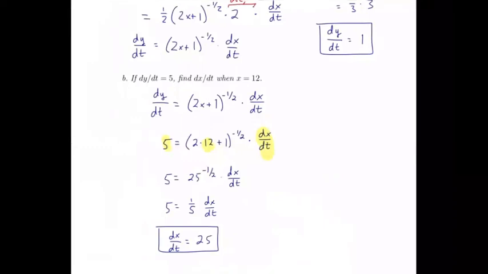2 times 12 is 24, plus 1 is 25 to the negative 1/2. So we flip it. It's 1 over 25. The 1/2 power is the square root. Square root of 1 over 25 is 1 over 5. And 5 is equal to 1/5 dx/dt. Multiply both sides by 5, and we see that dx/dt is 25. So that was just a follow-up.